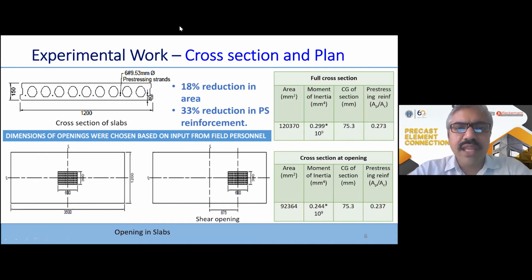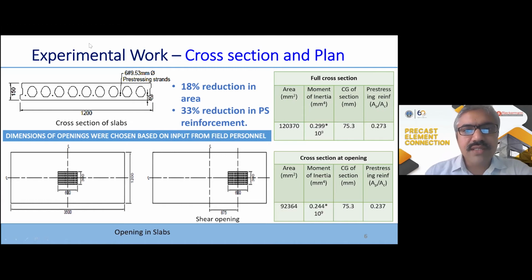These opening sizes were taken from the industry people, where they provide the MEP. They said that this would be a typical size to provide any of the AC conduiting or any other. Suppose if it is a column, 300 mm by 600 mm is a typical column size also for normal residential building. So the opening size was chosen accordingly.